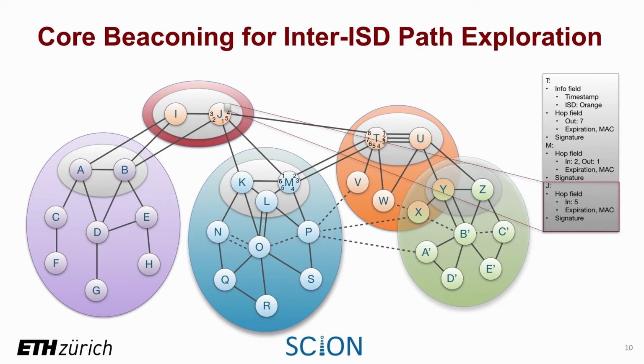When J receives this PCB, it encodes the fact that it has received this PCB across the link associated with interface identifier 5, and it also adds the hop field with its own expiration and a message authentication code. Finally, it adds its own digital signature to enable anyone to verify the integrity of this PCB.